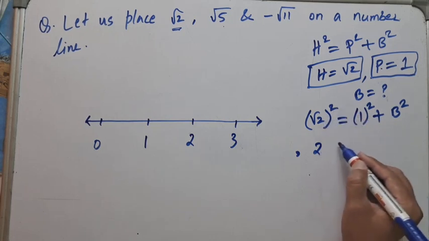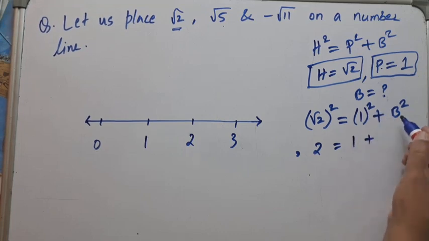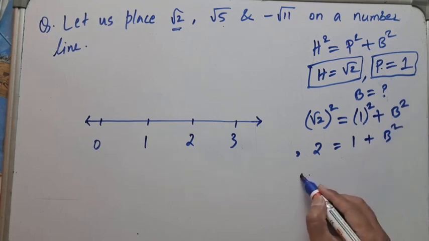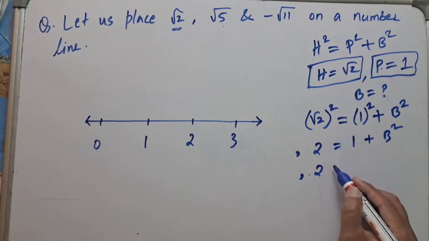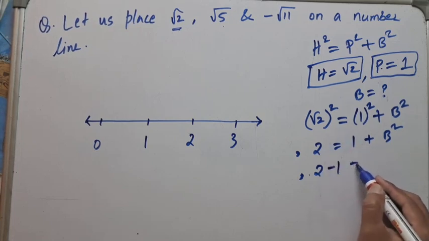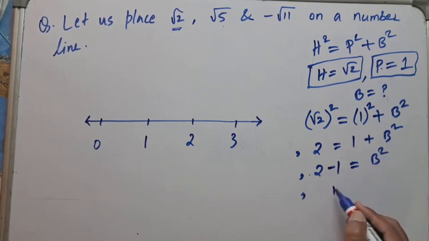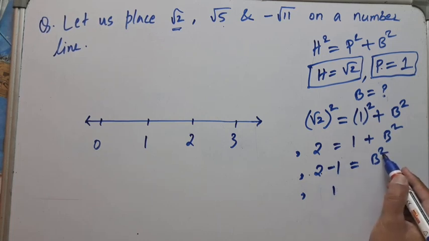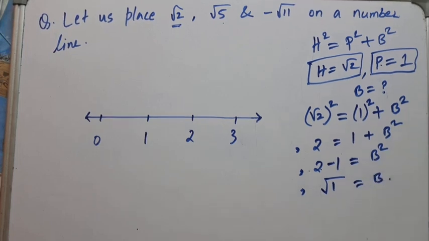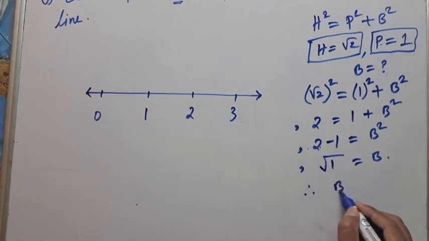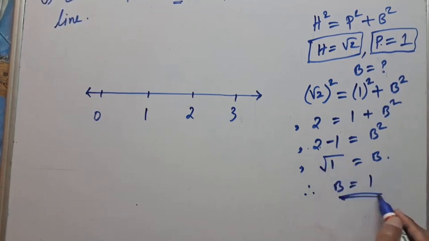So root 2 square is 2, equal to 1 square, which is 1, plus b square. This 2 is already on the left hand side, so we keep it as it is. Plus 1 we take to the left hand side, becomes minus 1, equal to b square. 2 minus 1 is 1. We bring the square to the left hand side, it becomes root under, equal to b. Therefore we got b equal to 1, since root under 1 means 1. So we found base as 1.